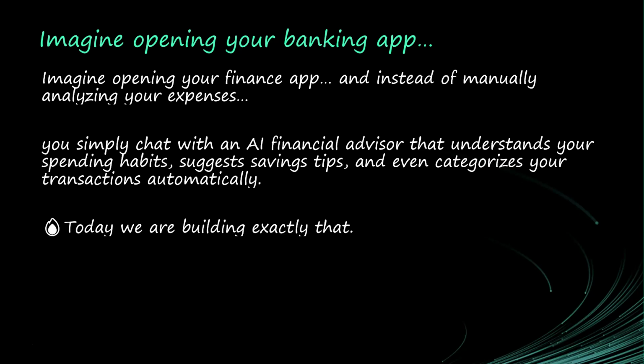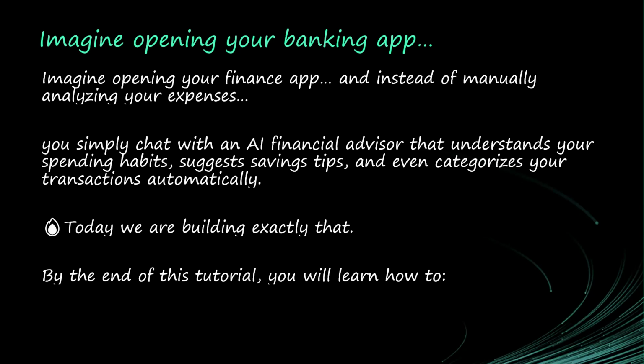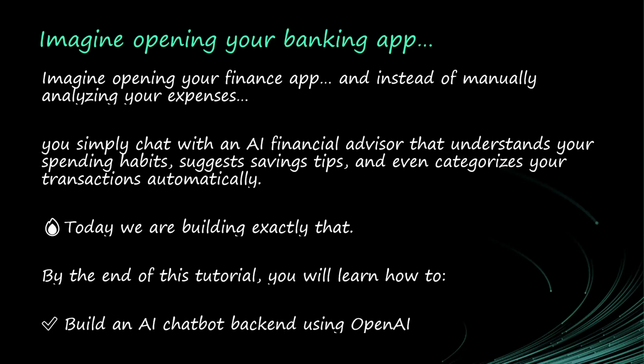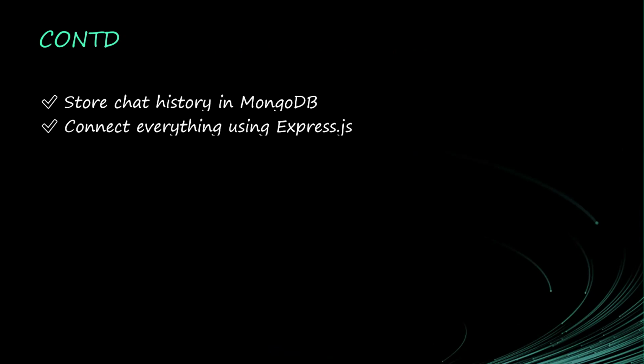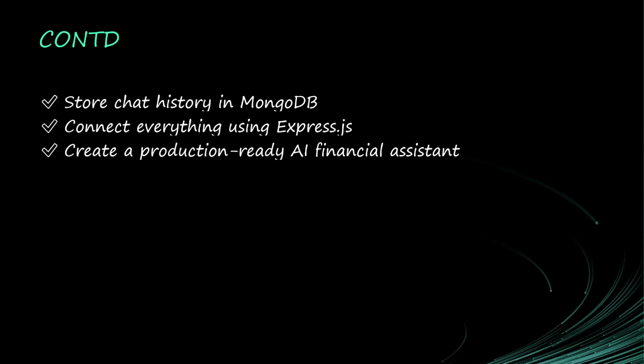So today we are building exactly that, where our AI is going to be helping us, giving us financial tips, and categorizing our transactions automatically. By the end of this tutorial, you're going to learn how to build an AI chatbot backend using OpenAI. I'm going to make it very simple for you. You're going to send financial prompts to ChatGPT, and then you store chat history in MongoDB. So as we are chatting with AI, we'll also be storing our chat history in MongoDB. We'll connect everything using Express.js and create a production-ready AI financial assistant.